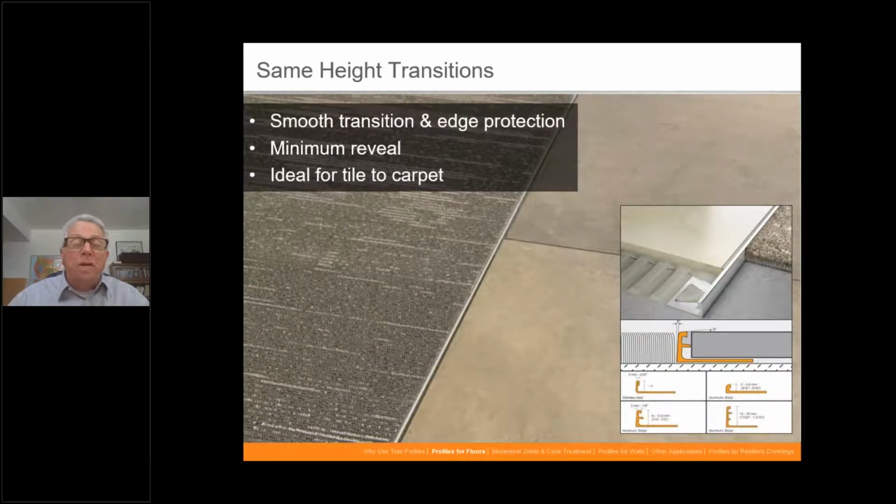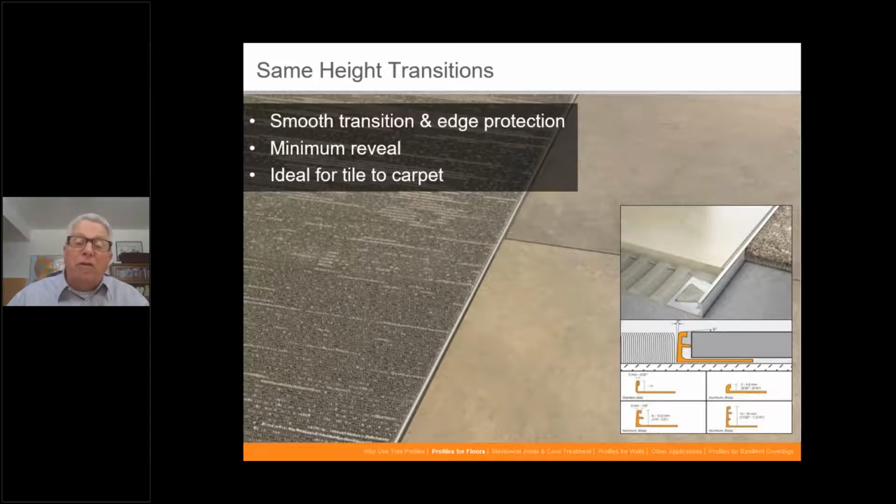This is the first profile that was really on the market in the tile industry, a simple L angle. You can see it here between tile and carpet in the big picture and in the inset. If you look at the stylized drawings down in the corner, you can see that it might change its appearance a little bit as far as the way it's made, based on what material it's made out of. But when it's installed, it all ends up looking about the same. Very small reveal as far as the amount you can see. It's ideal, as you see, between carpet and tile. It's going to give the edge protection.